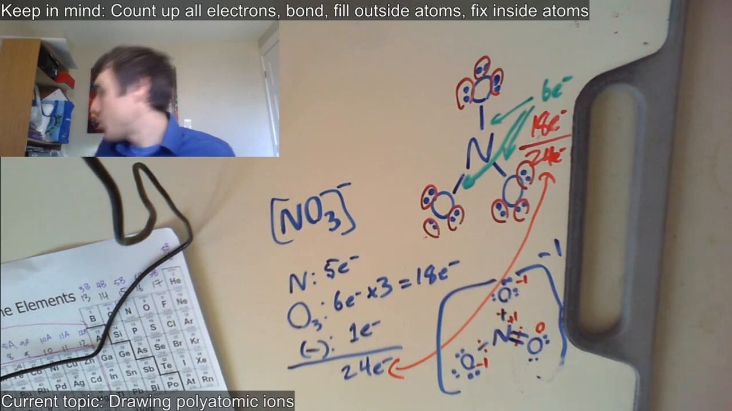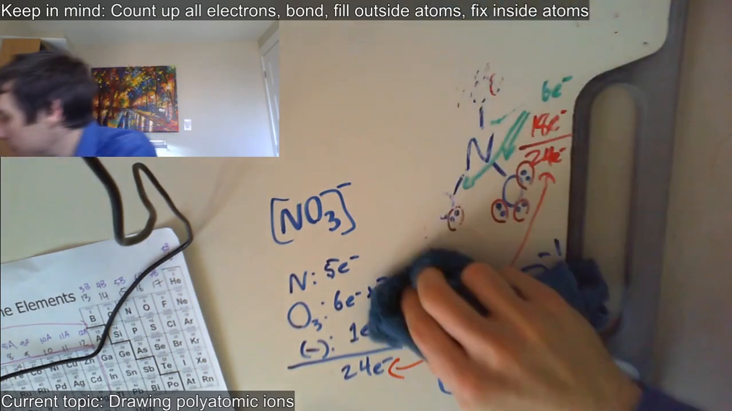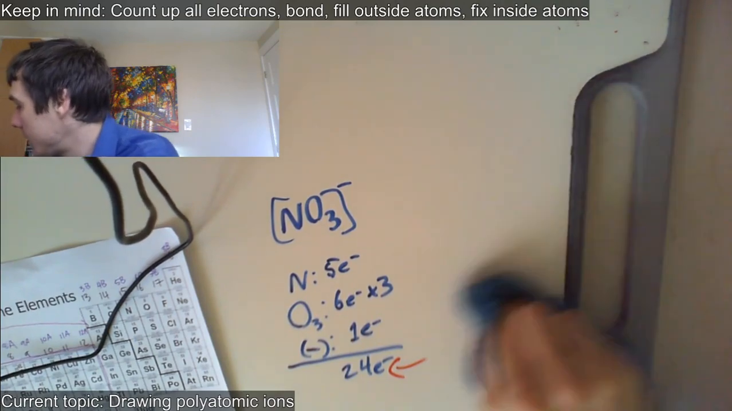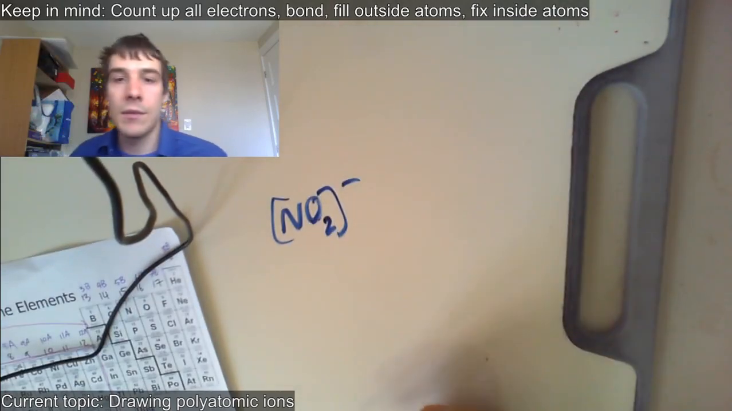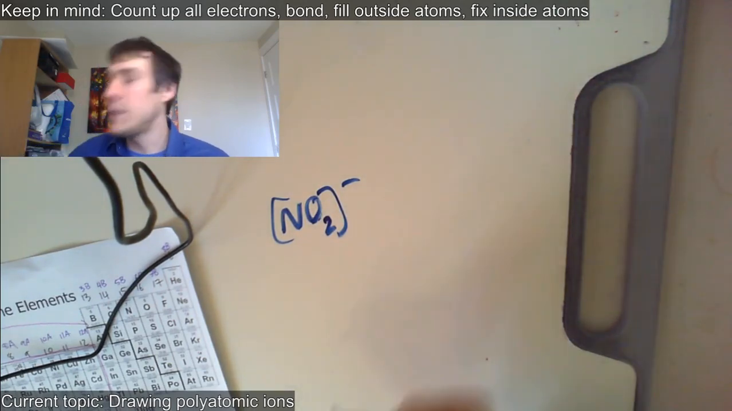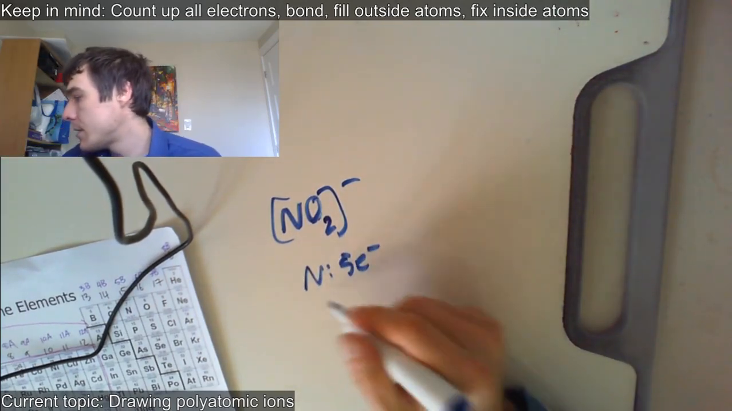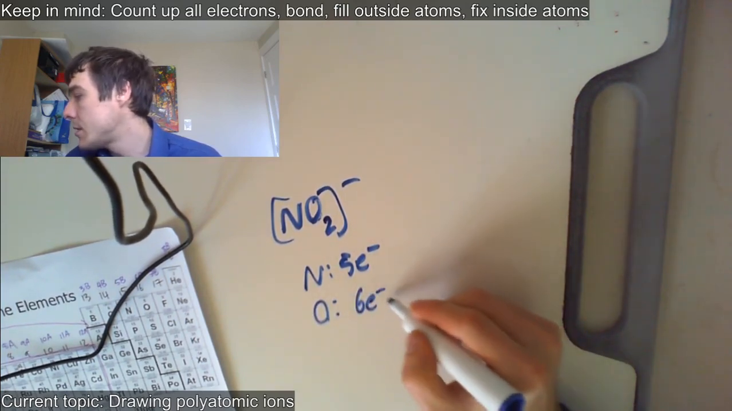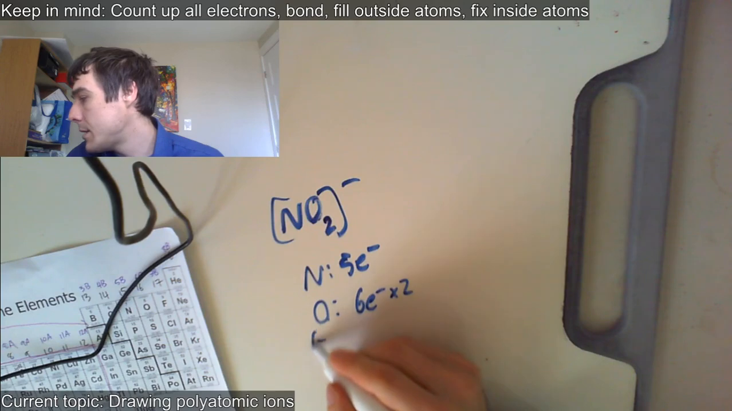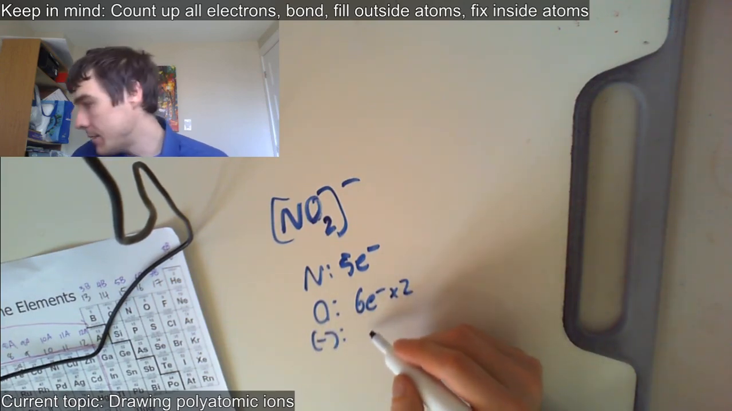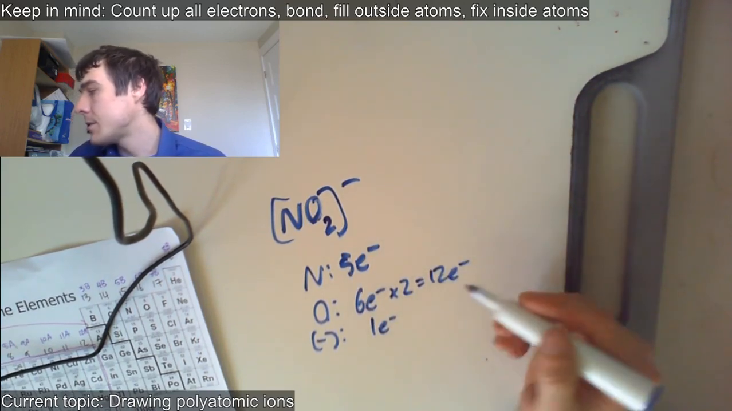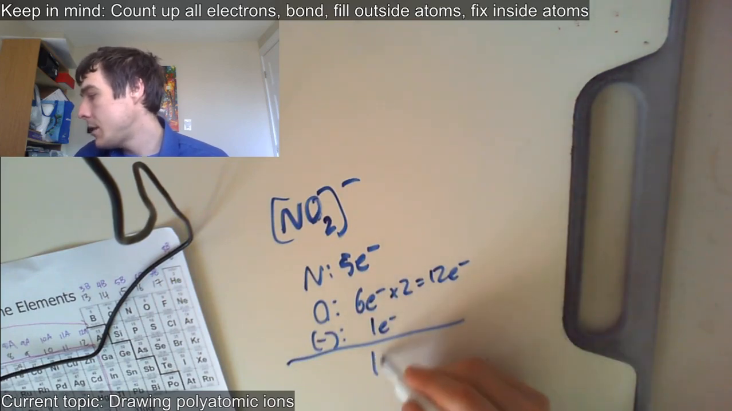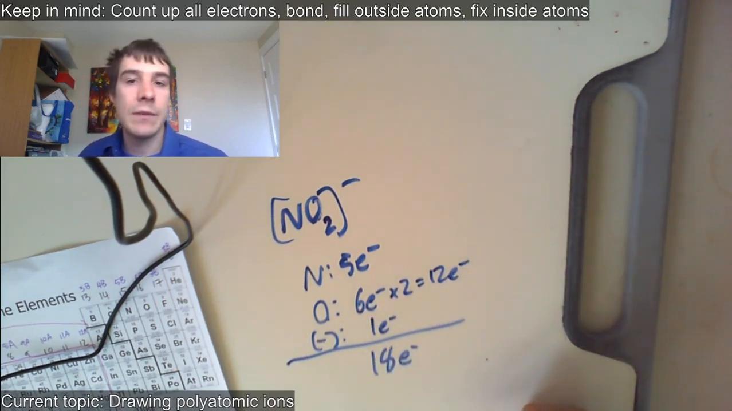Okay, that's nitrate. Let's try something kind of related: nitrite, NO2 minus. You might be wondering, why NO2 minus? Why is that a thing, just the same as NO3 was? Well, we do the same thing. We count electrons. Nitrogen has 5 electrons. Oxygen has 6 electrons times 2. And the minus means that we have another electron. So that's 12 electrons. So 5 plus 12 plus 1 is 18 electrons.